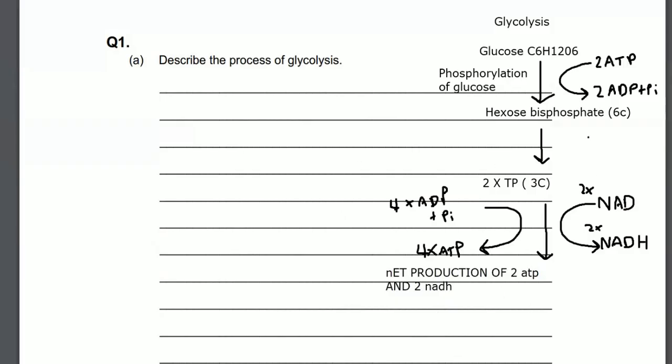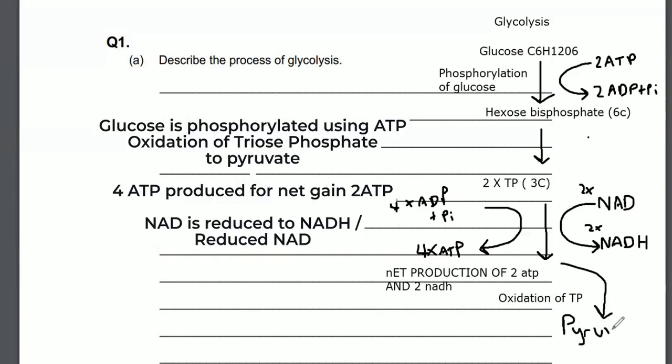Now, what is this process called? Well, you do need to know this process as well. This is known as the oxidation of TP. So the oxidation of triose phosphate. So technically, glycolysis is made up of 2 stages: phosphorylation of glucose and the oxidation of TP into pyruvate. And I haven't even shown that it becomes pyruvate. What a wally. So once you oxidize the TP, it becomes pyruvate. And obviously, one glucose molecule makes 2 molecules of pyruvate. So now we just construct that into an answer.